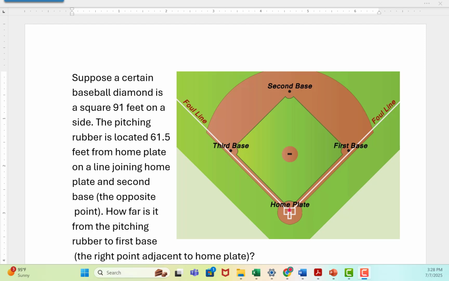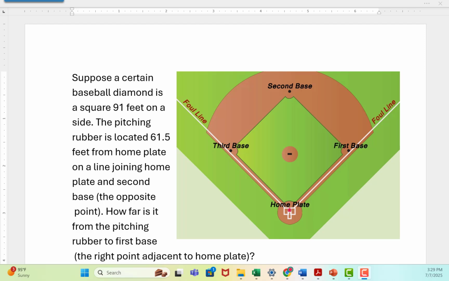Let's take a look at an application of the law of cosines applied to a baseball diamond. And they give us a good description of the diamond. It says, suppose a certain baseball diamond is a square 91 feet on a side. The pitching rubber is located 61.5 feet from home plate on a line joining home plate and second base, the opposite point. How far is it from the pitching rubber to first base?